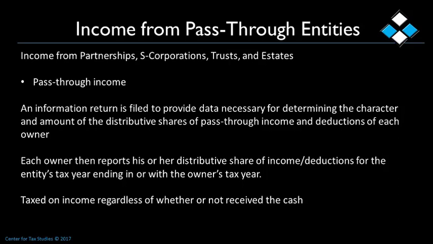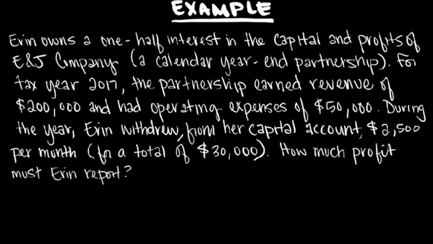The owner is taxed on income regardless of whether or not the owner received any cash, as illustrated in this next example. Aaron owns 1/2 of the interest in the capital and profits of E&J Company, a calendar year-end partnership. For tax year 2017, the partnership earned revenue of $200,000 and had operating expenses of $50,000. During the year, Erin withdrew from her capital account $2,500 per month for a total of $30,000 for 2017. So how much profit must Erin report?